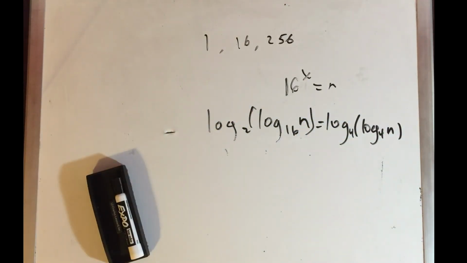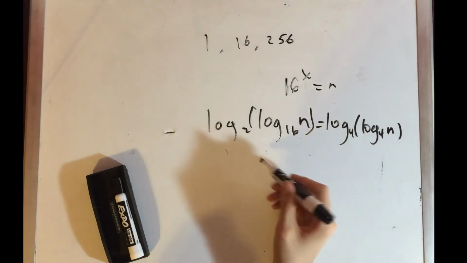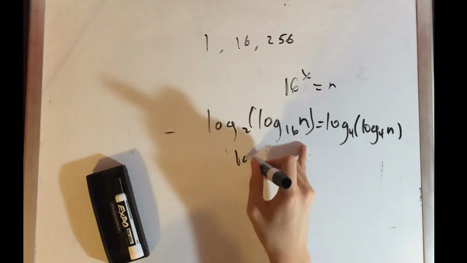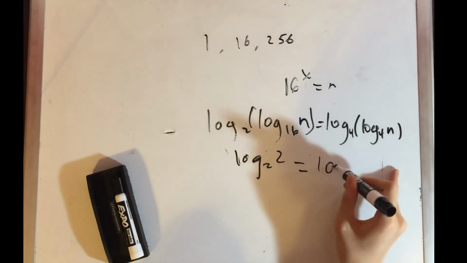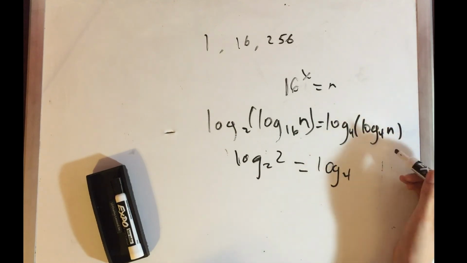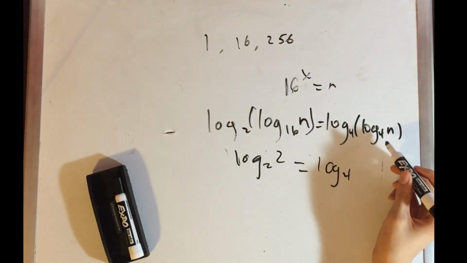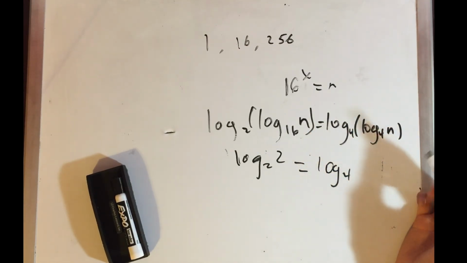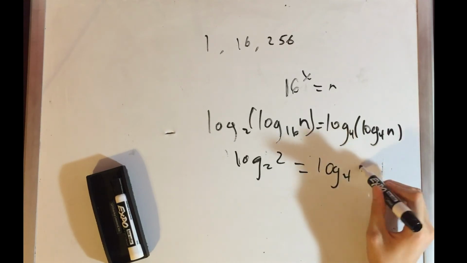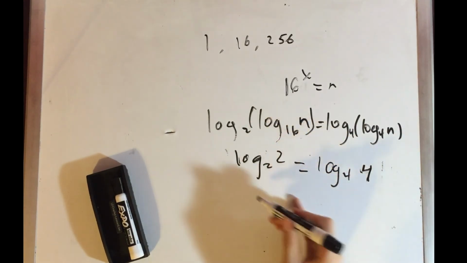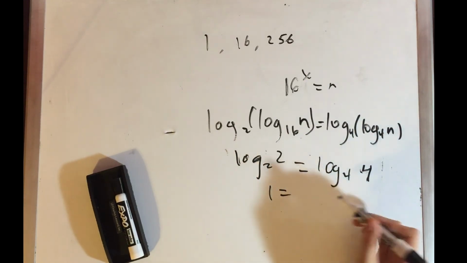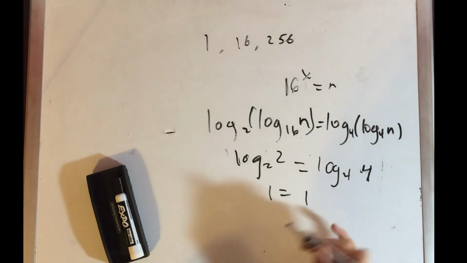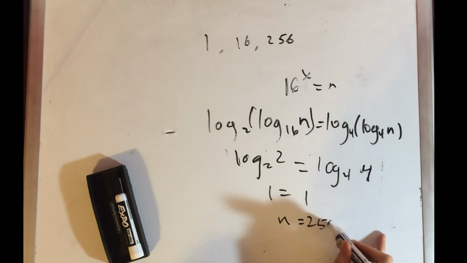And then we can try 256. Log base 16 of 256 is going to be 2. So log 2 of 2 equals log 4 of log 4 of 256. 256 is 16 squared, so log 4 of 16 squared is 2 times log 4 of 16, or 2 times 2, or 4. And here we have log 2 of 2, which is 1, and log 4 of 4, which is 1. So we have 1 equals 1. We have equality, so we see that n equals 256.